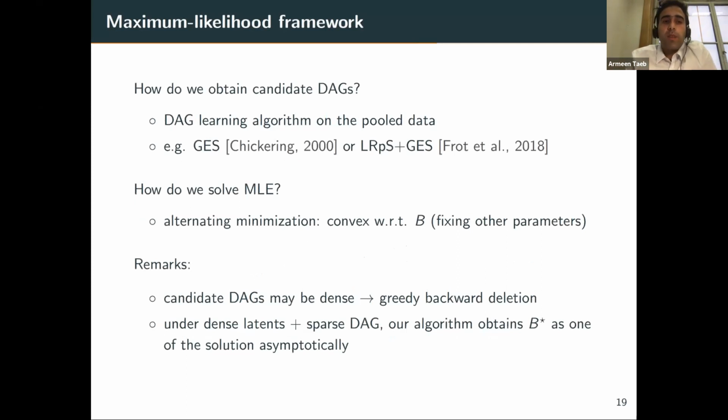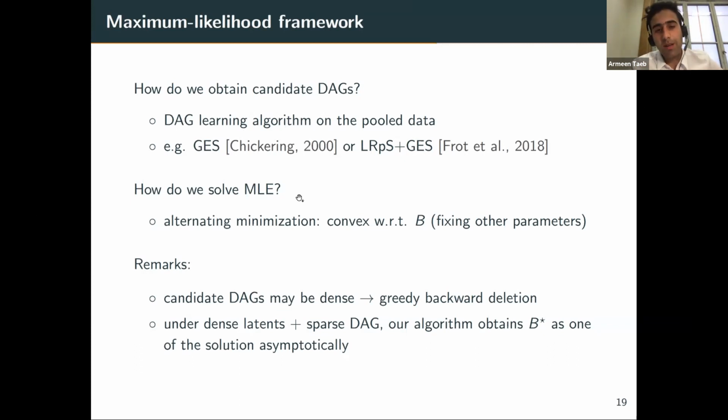Okay, so how do we obtain candidate DAGs? We propose to use a DAG learning algorithm on the pooled data. So take your entire data across all environments and apply one of these algorithms. One is the greedy equivalence search, GES, a greedy algorithm for learning a DAG. And the other is to potentially use a two-step procedure where in the first stage you deconfound the latent effects using a sparse plus low rank decomposition. And in the second stage, you run the same greedy equivalence search algorithm.